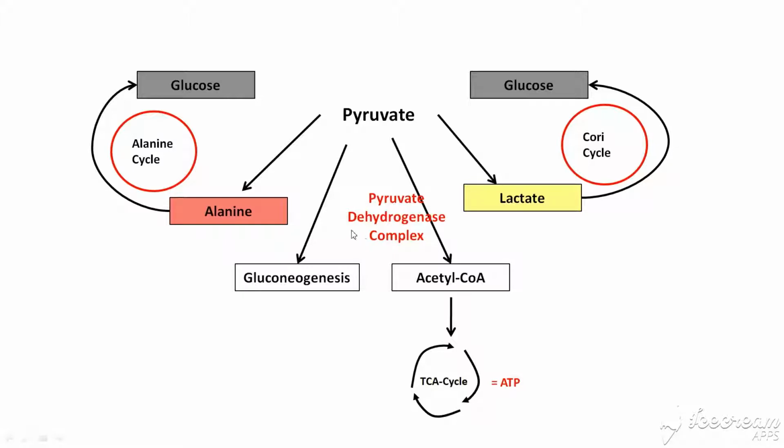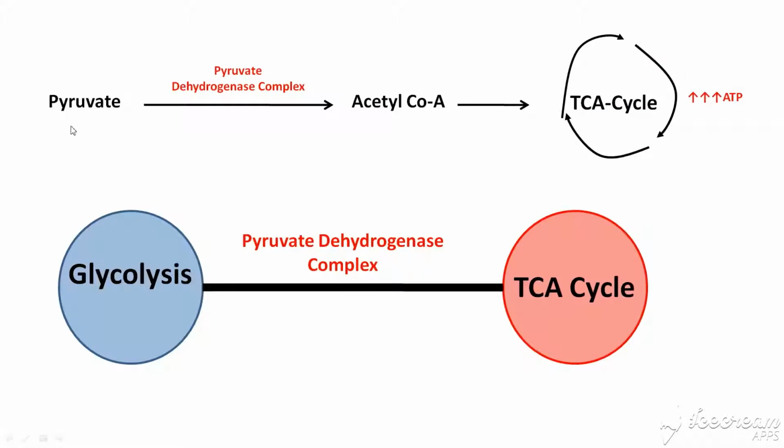So in this video, we're going to discuss how pyruvate is converted to acetyl-CoA and enters the TCA cycle, and we're going to discuss the pyruvate dehydrogenase complex. Like we said, pyruvate is going to be converted into acetyl-CoA, and once pyruvate is converted into acetyl-CoA, it could enter the TCA cycle to produce ATP for this cell. Now, the enzyme that is responsible for this is called pyruvate dehydrogenase complex. Why is it called a complex? Because there are multiple enzymes in this complex.